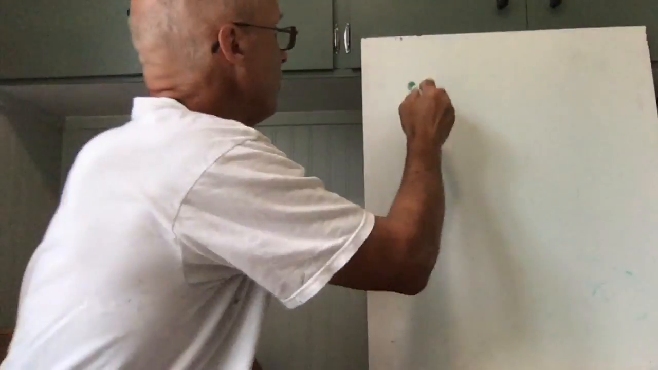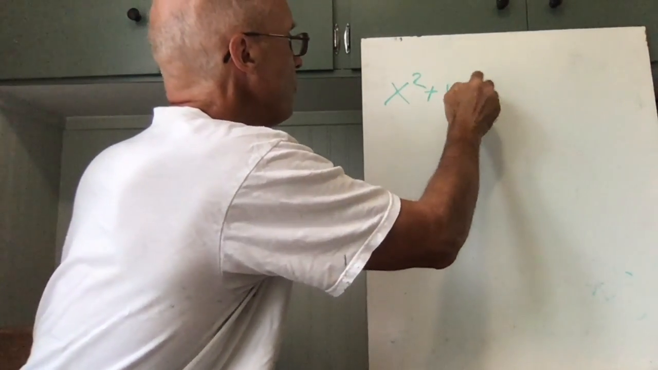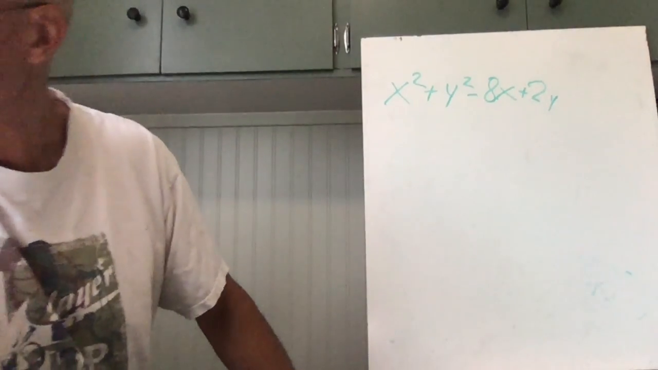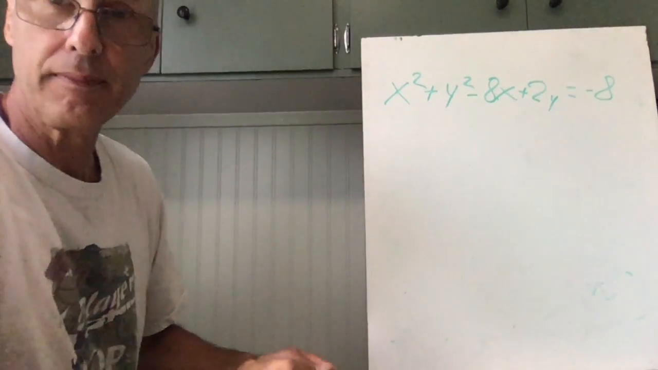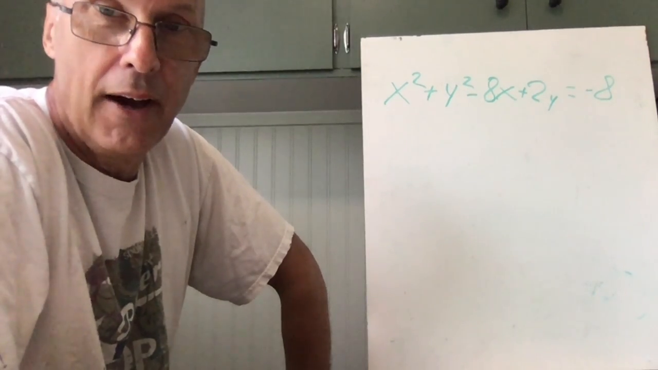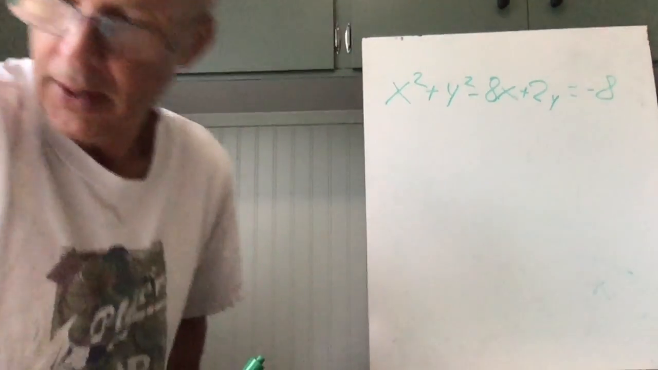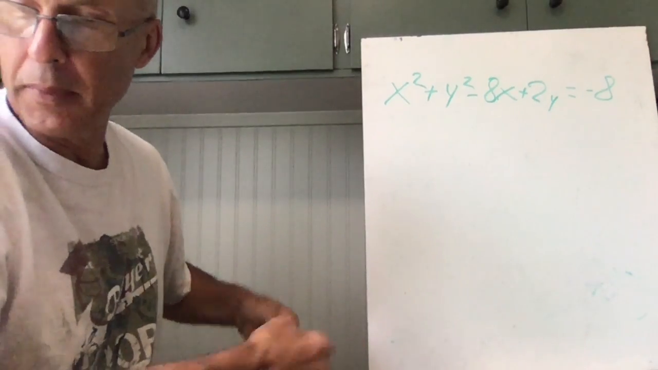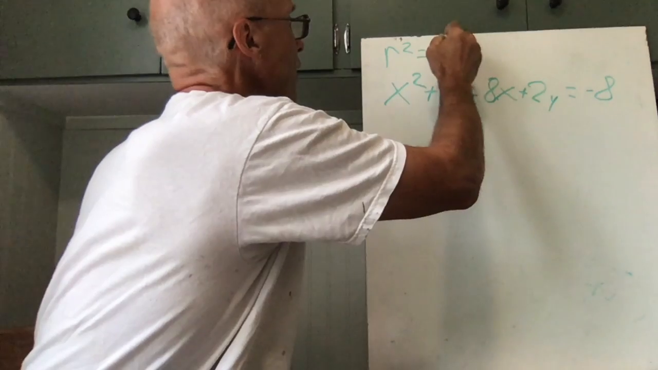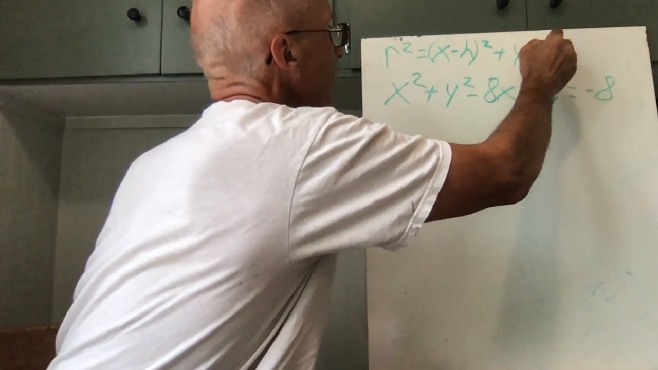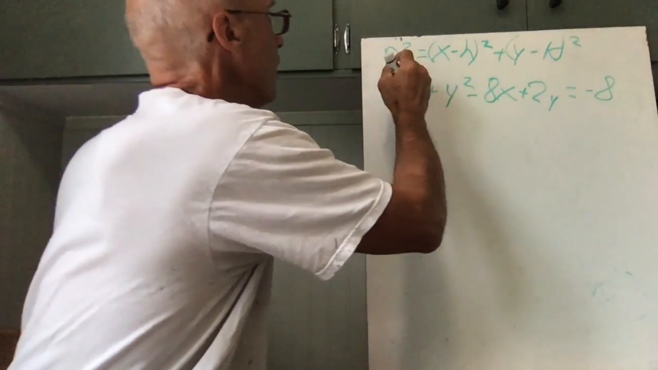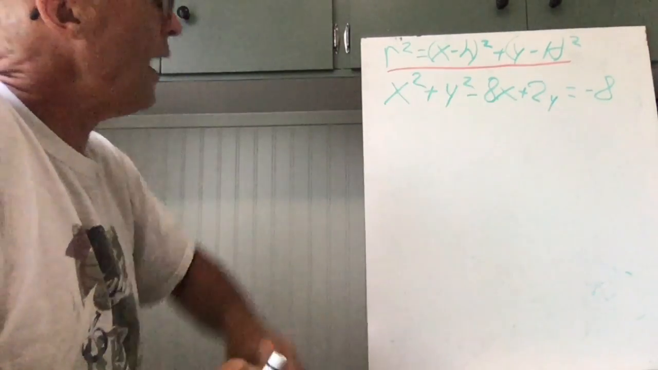They say the equation of a circle is x squared plus y squared minus 8x plus 2y equals -8. So first of all, you got to ask yourself, is that in standard form? And the answer is no, it's not. So we need to put it in that form that we just had there that I already erased. If you remember, it's r squared equals x minus h squared plus y minus k squared. That's what we're looking for. So we need to make this match up with that somehow.